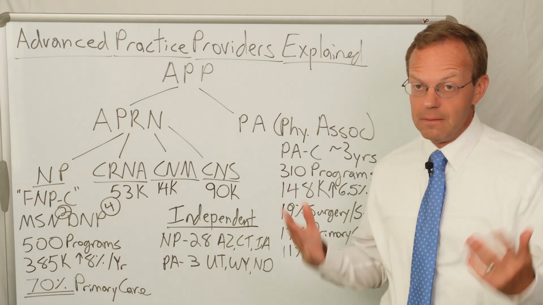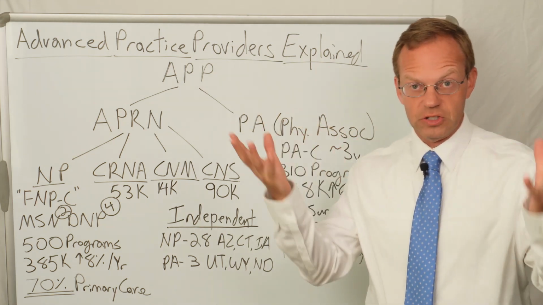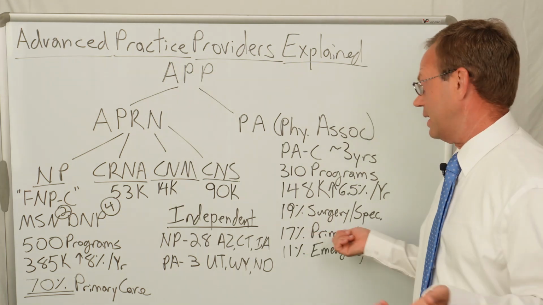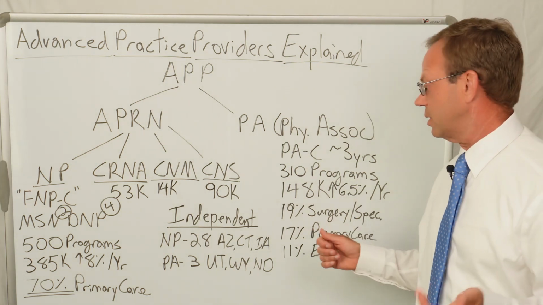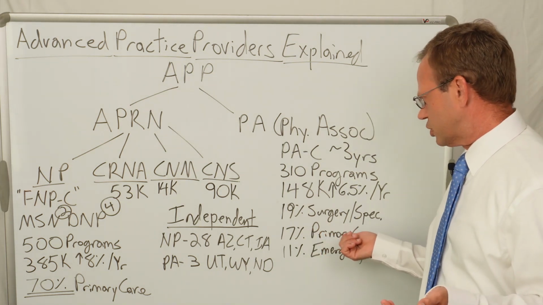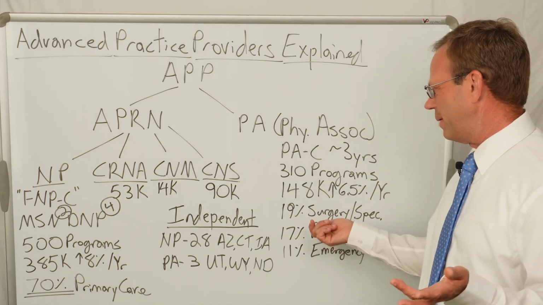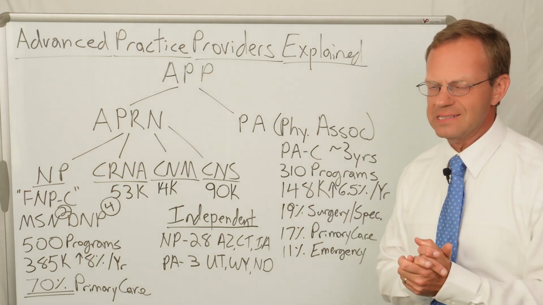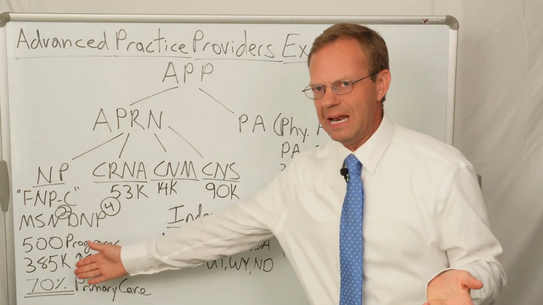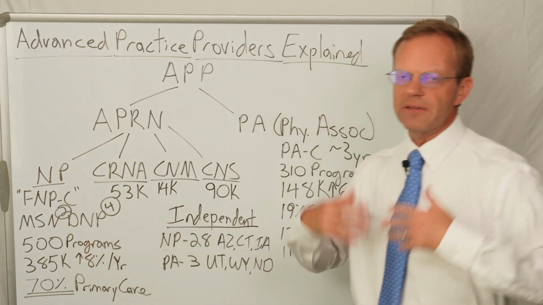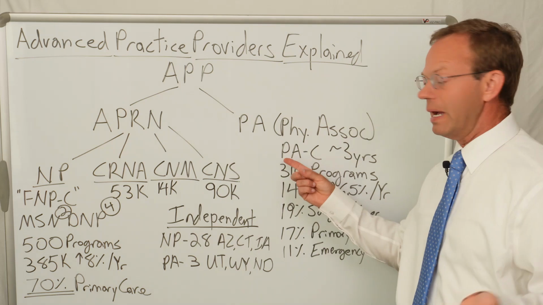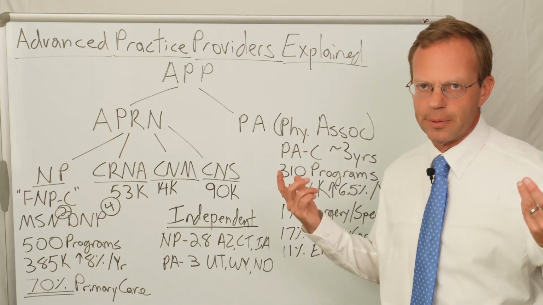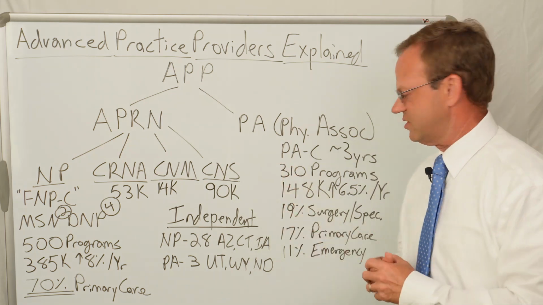Okay, but the second largest specialty that PAs go into after surgery is actually primary care. So you're talking 17% of PAs go into primary care, which is probably about 25,000 PAs working in primary care. So not even close to the number of NPs, but if you're in an outpatient primary care setting, or in an urgent care, you might see PAC after the person's name. It means they're a physician's associate.